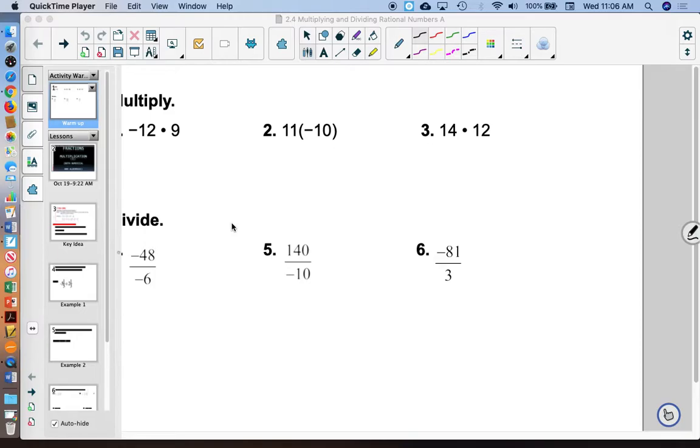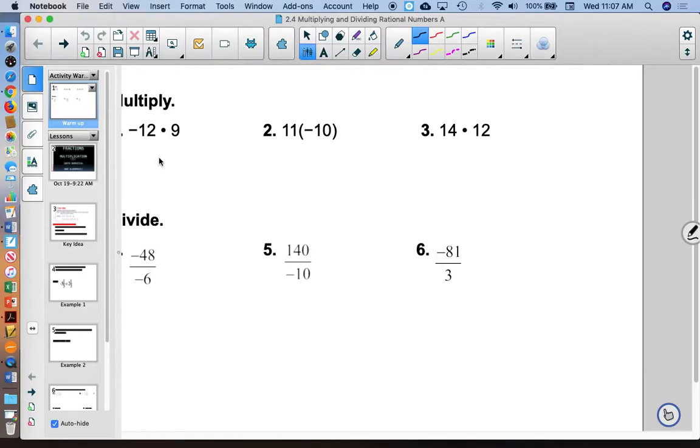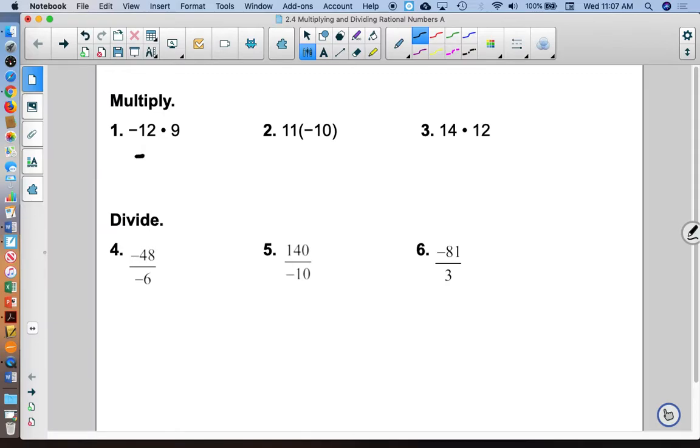What is negative 12 times 9? Somebody give me the answer to that. What do you get, Chloe, when you multiply those together? Negative 108. Chloe says negative, which I would definitely agree with. Is she correct with the 108? Good job, Chloe. 11 times negative 10. What do you end up with? Negative 110. Good job. Negative times positive is always going to give you a negative.